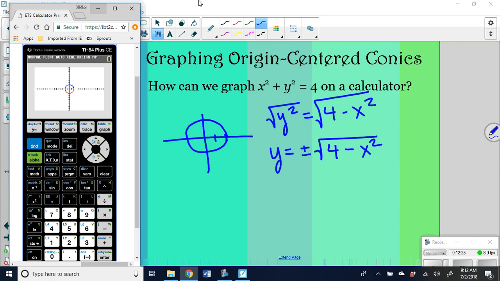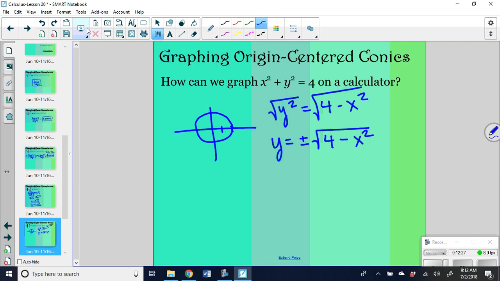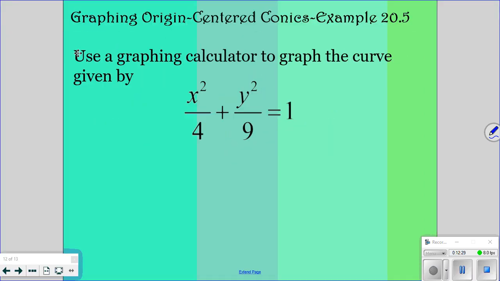Okay, so let's look at this example. We want to use a graphing calculator to graph the curve given by x squared over 4 plus y squared over 9. So we have to solve it for y. And so on this one, what I do is get rid of the fractions first. You don't have to, but I like to get rid of my fractions first. So multiply everything by 36.